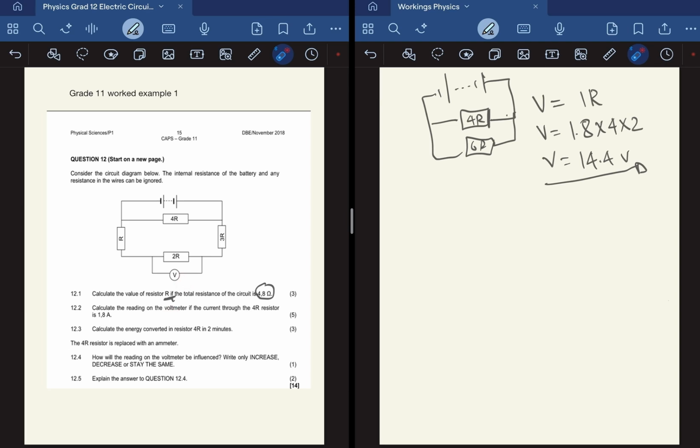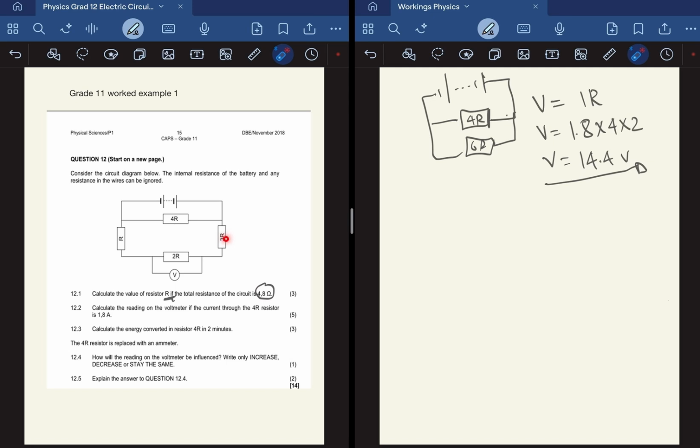Right, and so they want the reading of the voltmeter, and the voltmeter is only on the 2R resistor, right? And they know that the voltage is shared among the 3 resistors. If this was just one connection, you would have a voltmeter reading of 14.4, but it is shared among these 3. What you also know is that the current that flows through here is 1.8 amps, and what you know about resistors in series is that they have the same current.